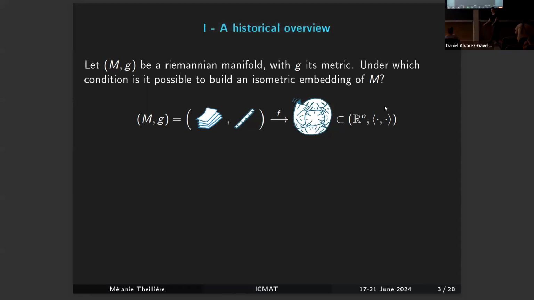Let's just take the time to present the problem of isometric embedding. We consider a Riemannian manifold given by a set of charts and the metric. Under which condition is it possible to build an isometric embedding? Isometric embedding means we can't stretch a chart to glue it, and we want to know when it is possible to glue all these charts to build the manifold.